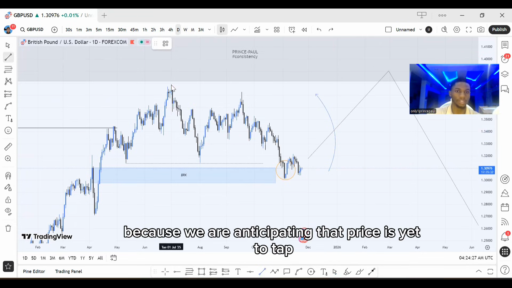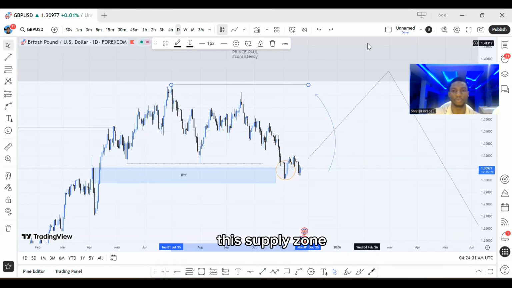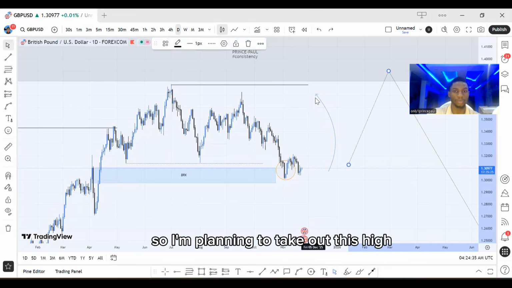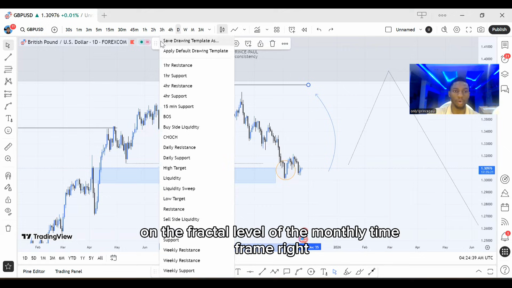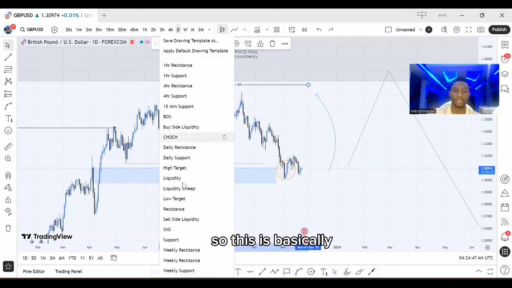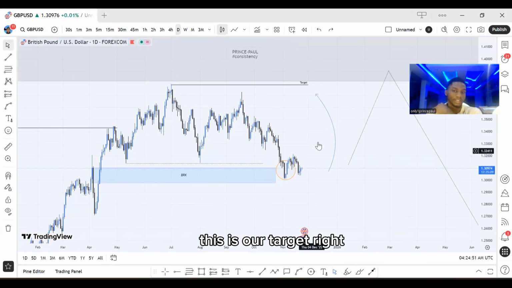because we are anticipating that price is yet to tap this supply zone for sells to the downside. Don't know if you're following. So we're planning to take out this high on the fractal level of the monthly time frame, right? So this is what we are anticipating. Expecting to have this break of structure. So this is basically going to be our target. These are our targets now, right?